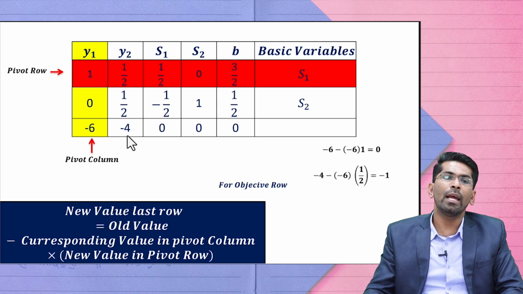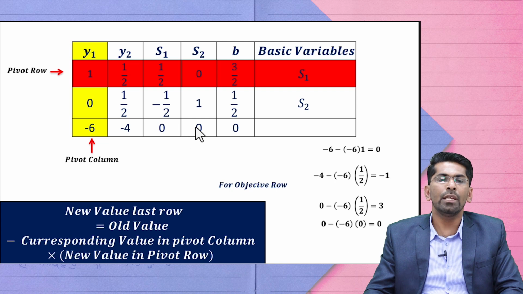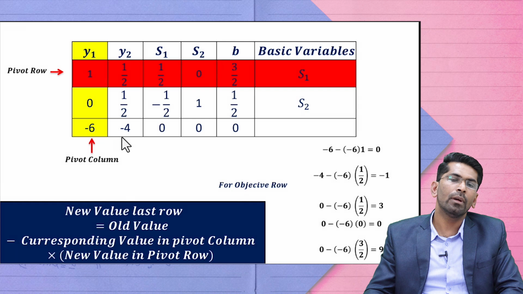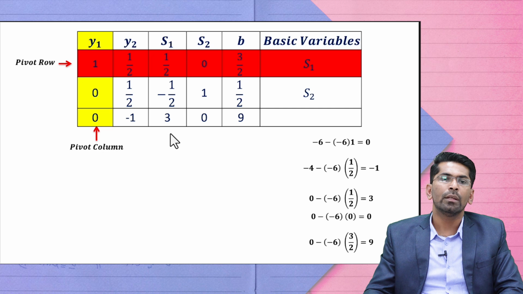Similarly, the second value is minus 4 minus minus 6 into 1 by 2, which is equal to minus 1. Then we have 0 minus minus 6 into 1 by 2, which is equal to 3. Then 0 minus minus 6 into 0, which is equal to 0. Then again 0 minus minus 6 into 3 by 2, which is equal to 9. So now we are going to replace all the values for the objective row by the new calculated values. So it will become 0, minus 1, 3, 0 and 9. So here the new table has arrived.